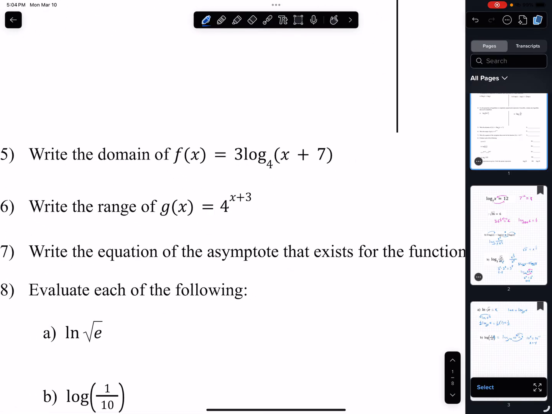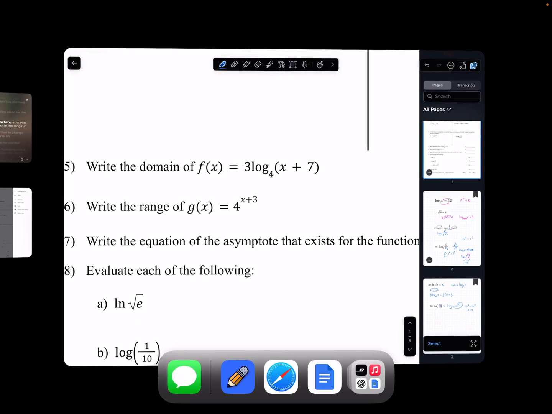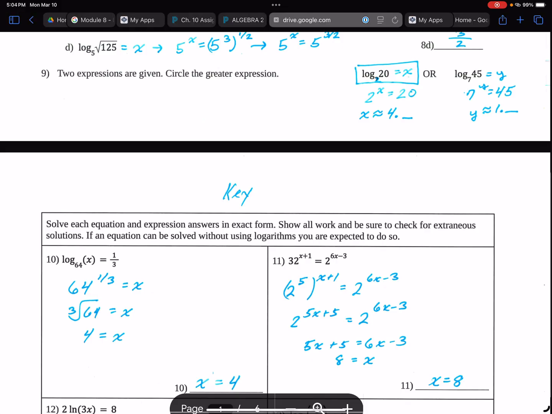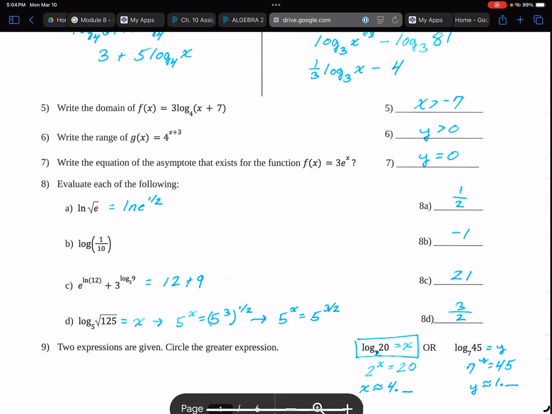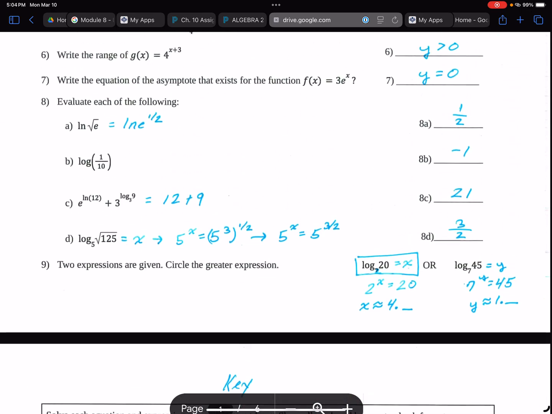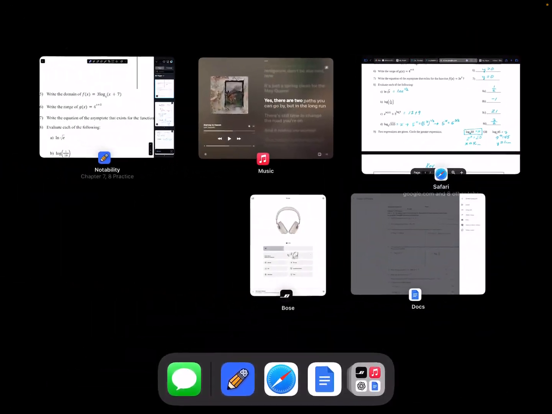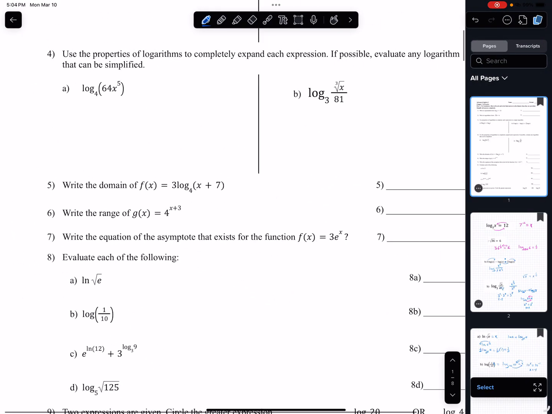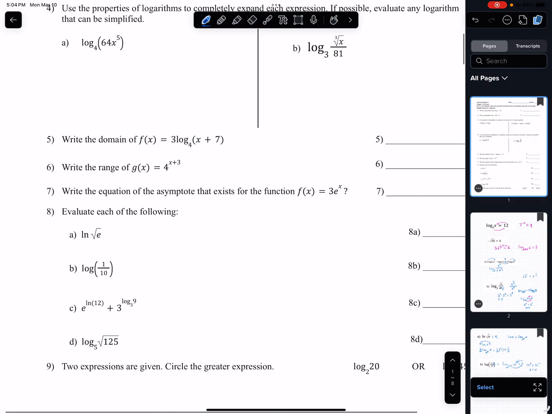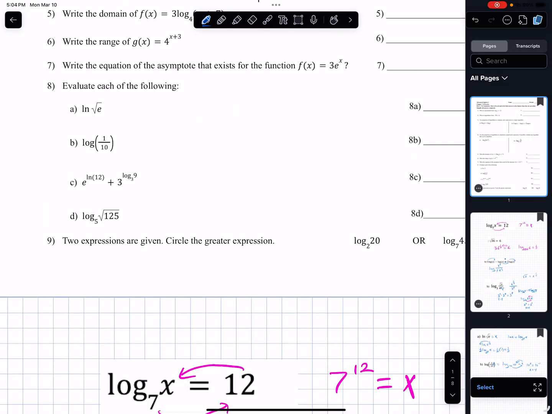So it's kind of a trick question. I want to show you on her key just so you can see. Where did you go? You went to 6. Write the range of g(x). So how about 4x, this one right here. Okay.